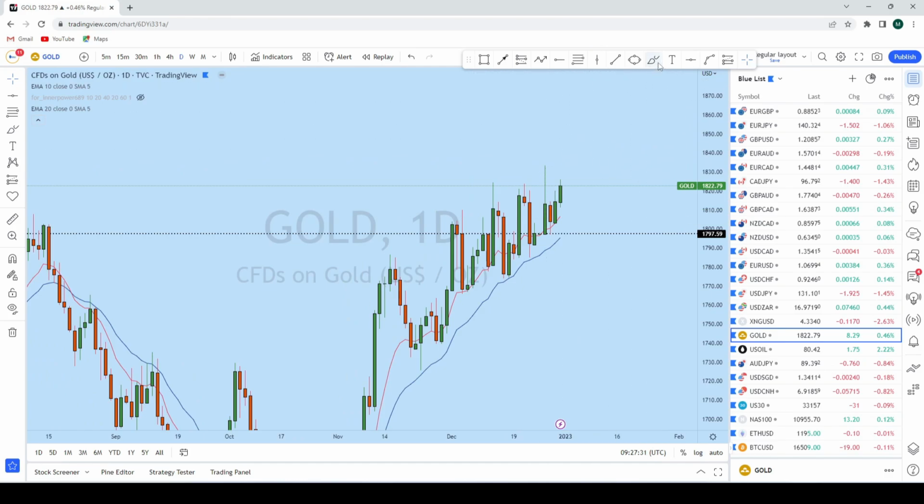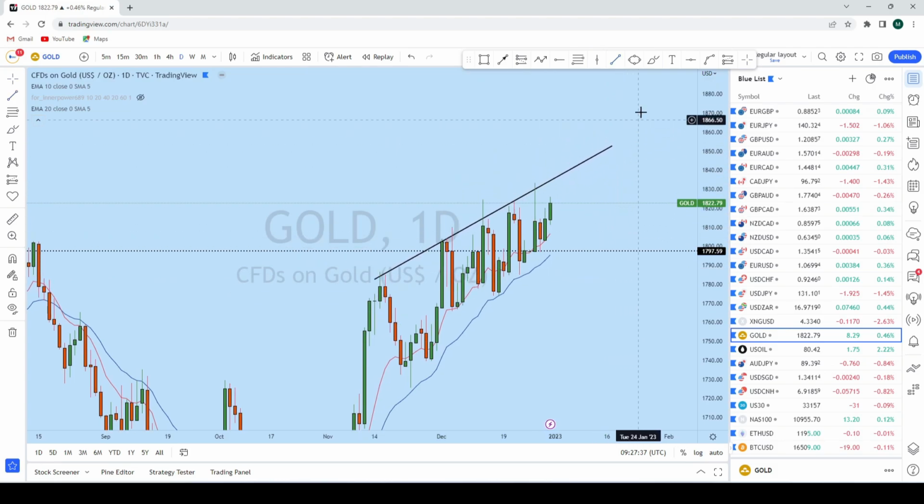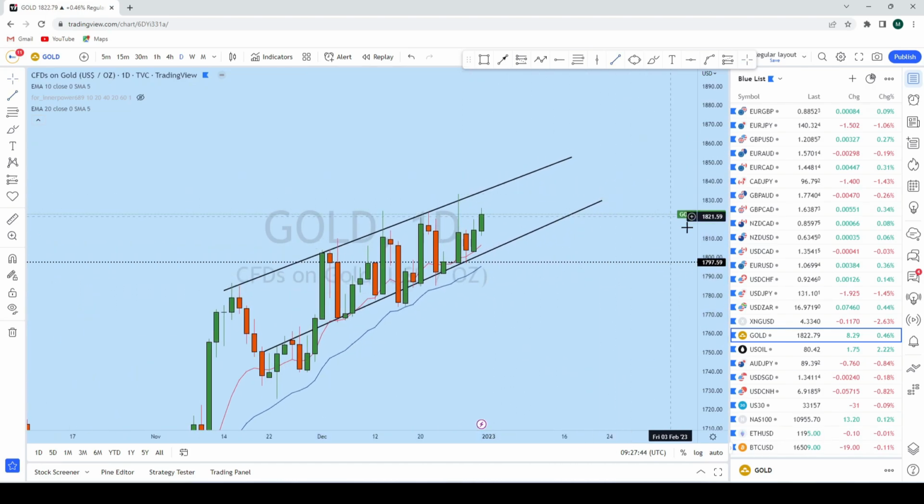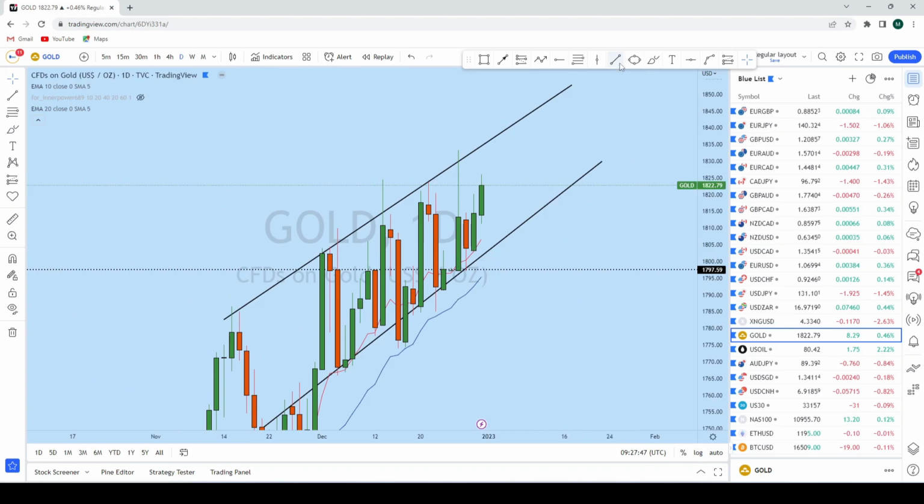Now this channel on the daily, we see that if we draw this level, the price is respecting this channel on the daily. On the lower time frame, we see that this resistance zone is turning support, and it is in fact now heading to the resistance level on the daily time frame.